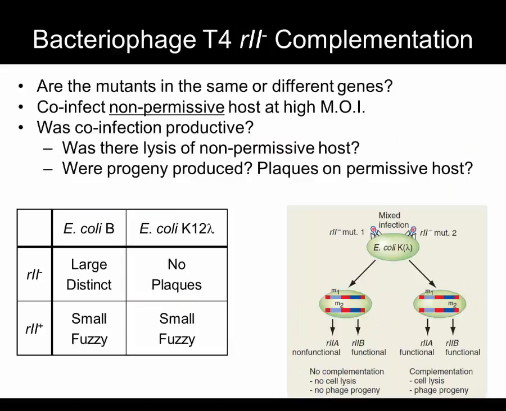So to summarize complementation for T4 bacteriophage R2 mutants, the purpose is to determine if two mutations are in the same or different genes. You infect the non-permissive host, that is, the E. coli strain that will not allow the mutant phage to reproduce, at a high multiplicity of infection. We then ask if the co-infection was productive, which is to say, were the two mutant strains together able to produce progeny, lyse the host cell, and form plaques, which would indicate mutations on different genes.